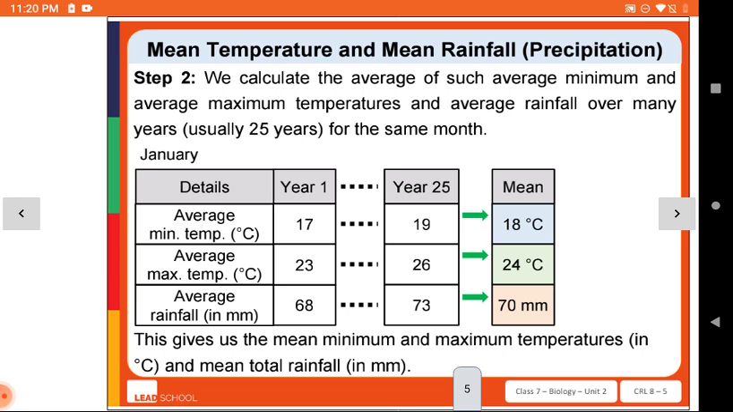So for the same month, this is given as minimum and maximum temperature in degrees Celsius and total rainfall in mm. In this slide we see the average minimum temperature is 17, maximum is 23 and average rainfall is 68, over 25 years. So the mean is 18 degrees Celsius minimum, 24 degrees Celsius maximum and 70 mm of rainfall.